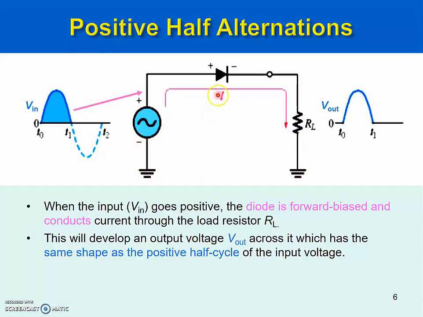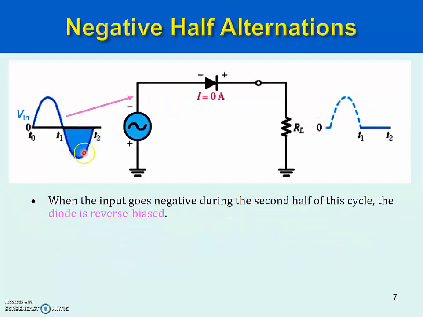Since current is proportional to voltage, the amplitude, or the magnitude, of this current and the output waveform both follow the shape of the input waveform. During the negative input half cycle, the current tries to flow out from this end, go through the ground, go through the resistor, and try to go into the cathode of the diode.